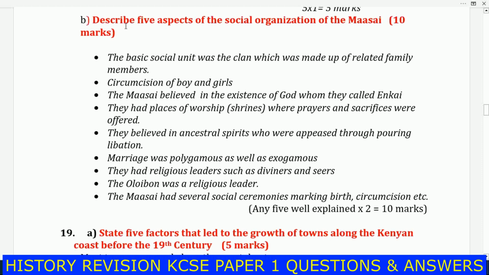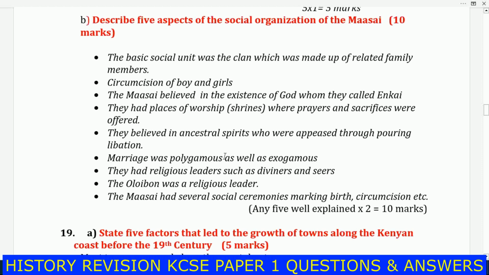So we are describing 5 aspects of social organization of the Maasai. The basic social unit was a clan, made up of related families. Circumcision of boys and girls was done. The Maasai believed in the existence of God, whom they called Enkai. Next, they had places of worship, shrines, where prayers and sacrifices were offered. Next, they believed in ancestral spirits who were appeased through pouring of libations.